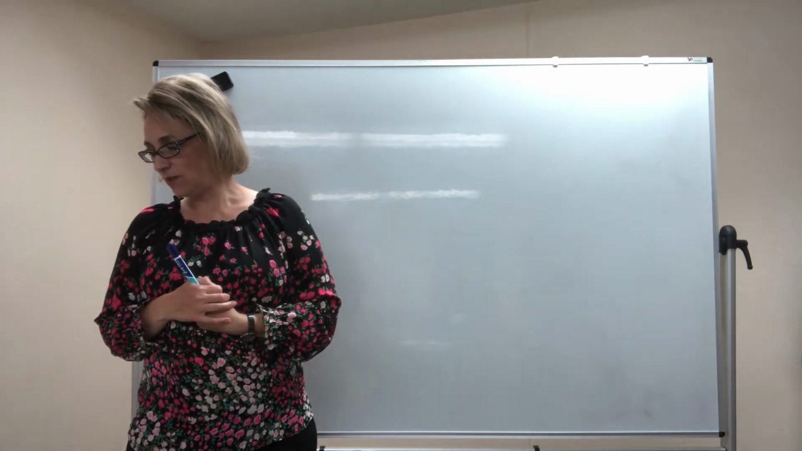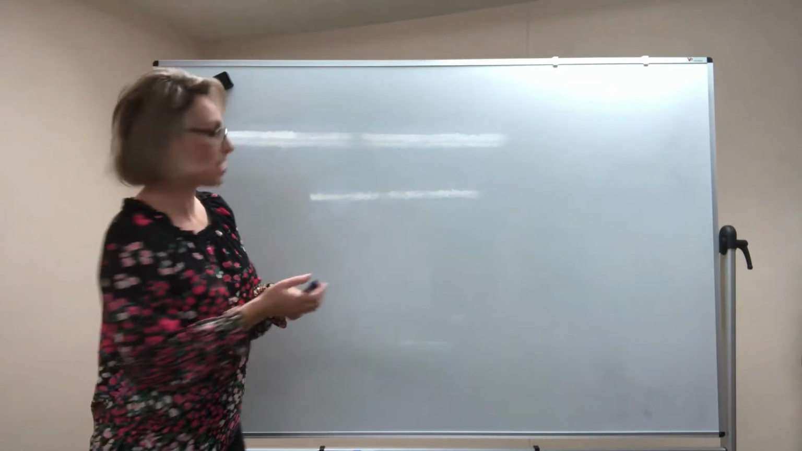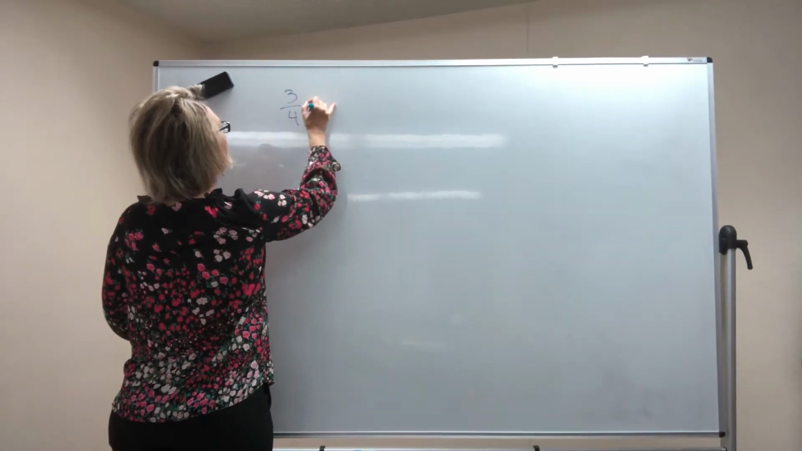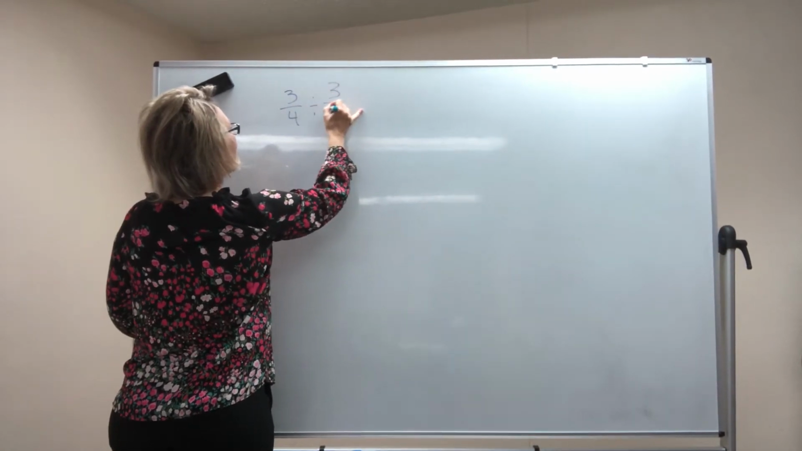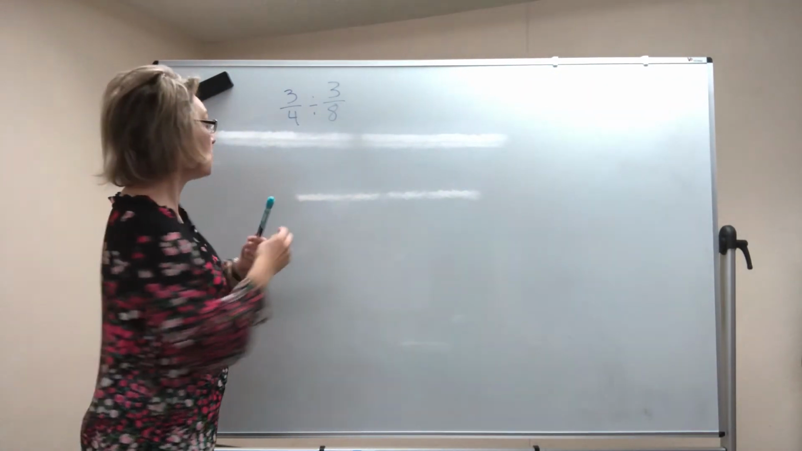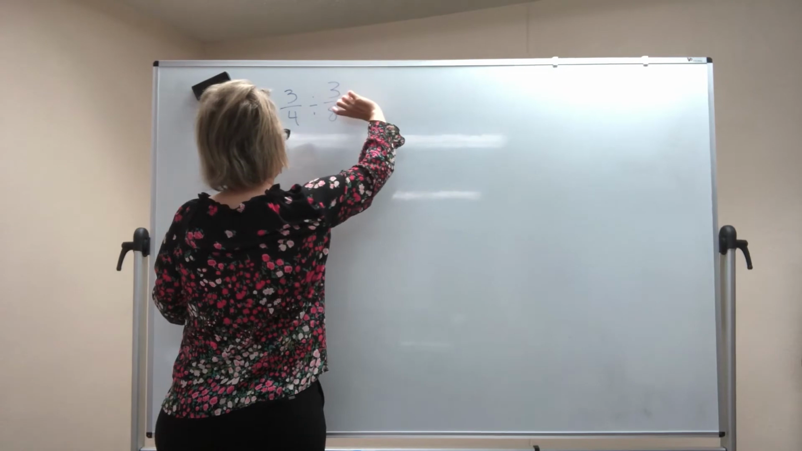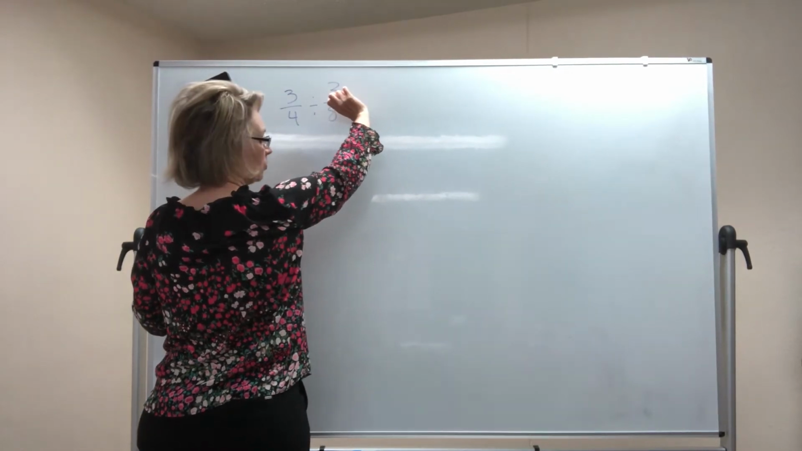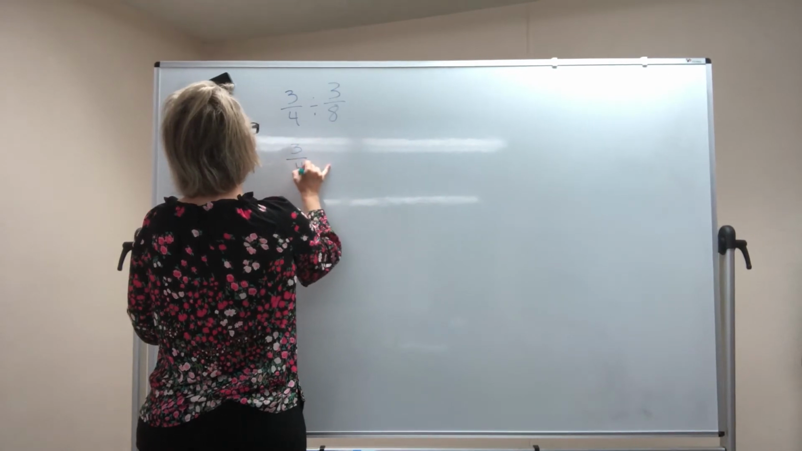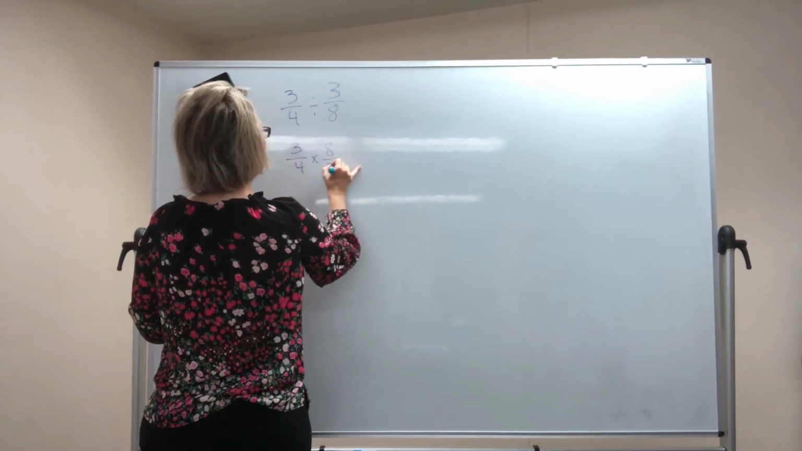They give us an example at the top, 3/4 divided by 3/8. All right, so 3/4 divided by 3/8. Do you remember that dividing fractions is super easy? All you have to do is flip the second one over so it's the reciprocal, and then you just multiply. So this changes into 3/4 times 8/3.